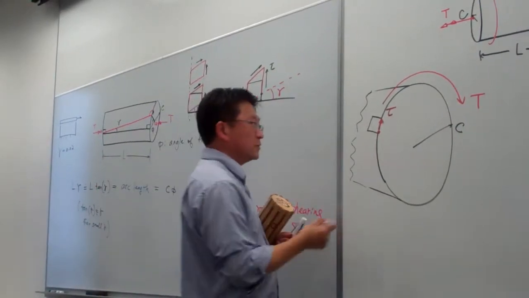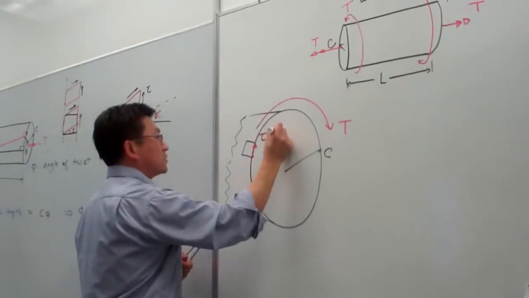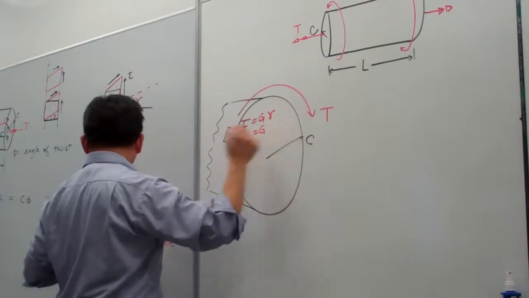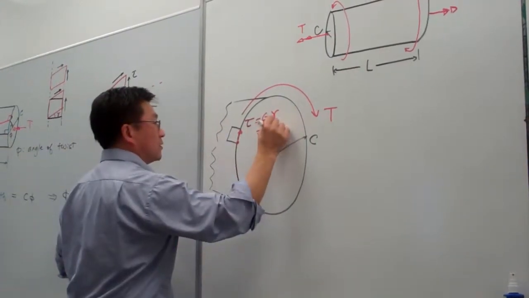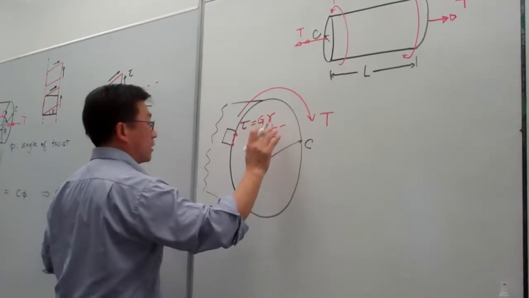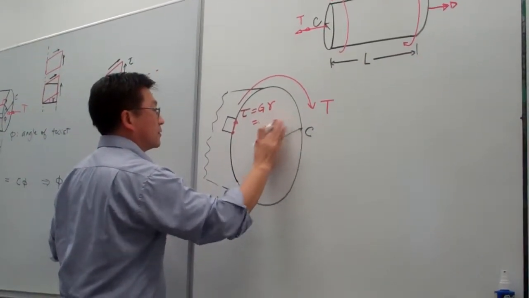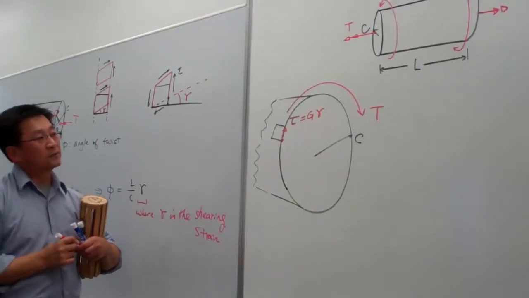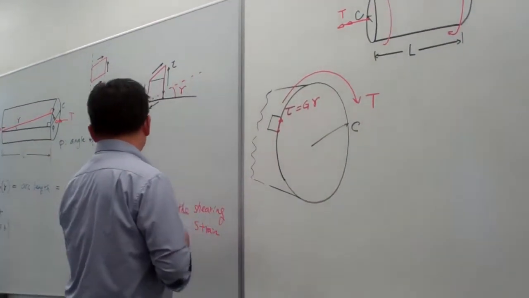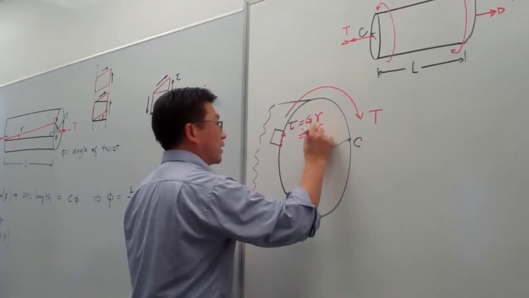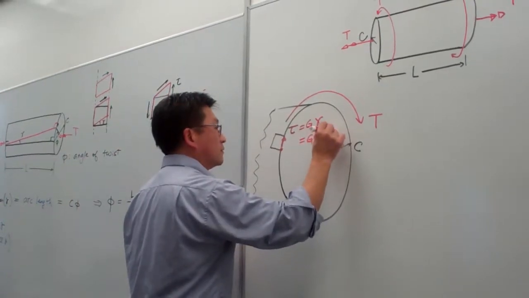And what is tau? Tau equals G times gamma. What is gamma? Let me pick up the information here. Okay, let me write it out. Gamma is C over L times phi.